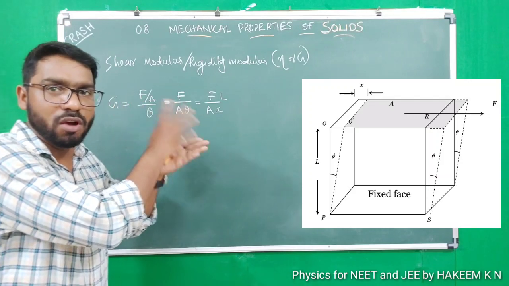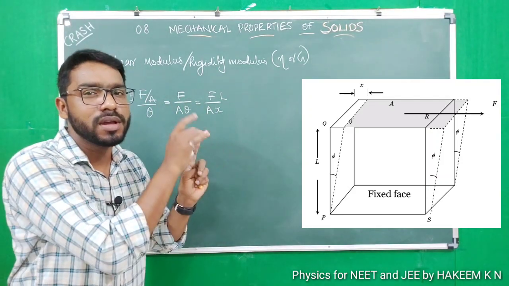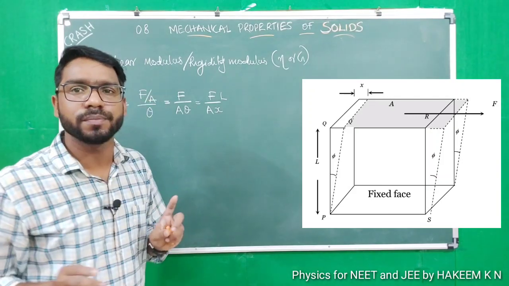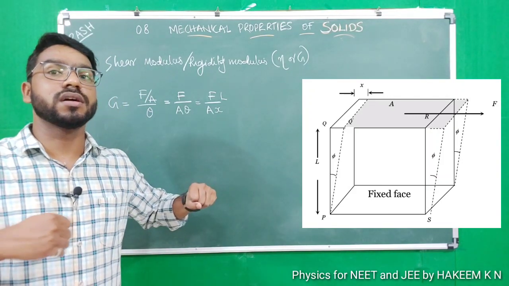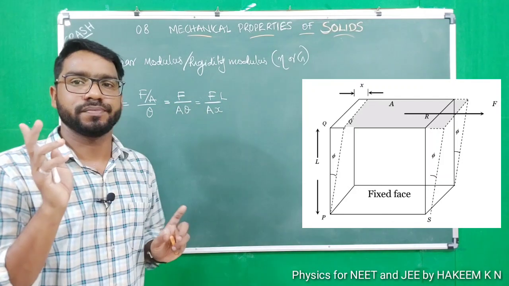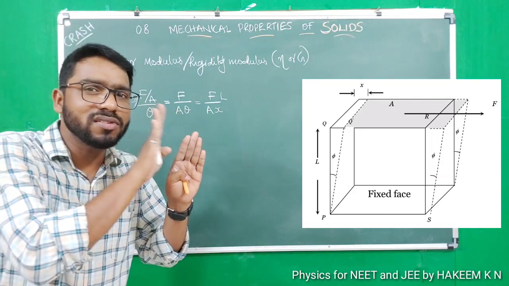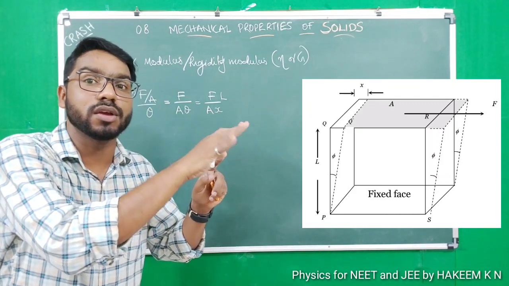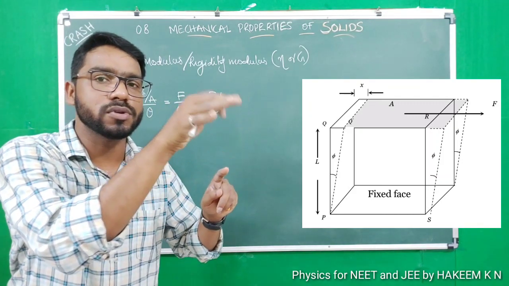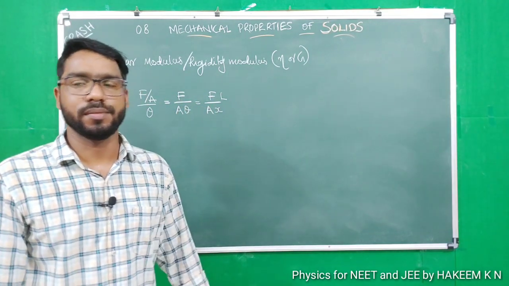Change in shape without change in volume. So theta will be very small. If theta is large, there will be shear strain and volume strain also. That's why we set the condition initially that theta will be very small. So tan theta equal to theta and L dash approximately equal to L when we are discussing shear strain. Okay.